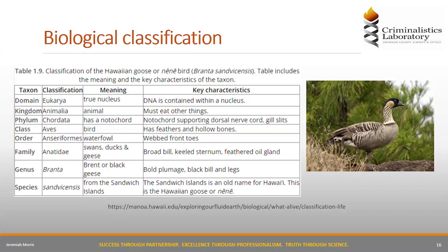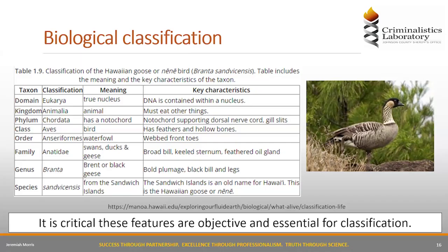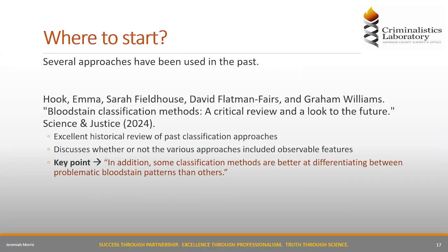So biological classification still today uses the objective features. Now, we do have DNA coming into play, but it has largely been based on biological visual features to start out with. But a critical component is that those features are objective and essential for classification. You just can't willy-nilly say, well, I don't see that specific thing here, but I still think it is going to be this species. That's not following the proper method, not following the process.